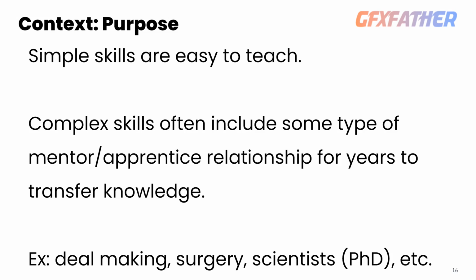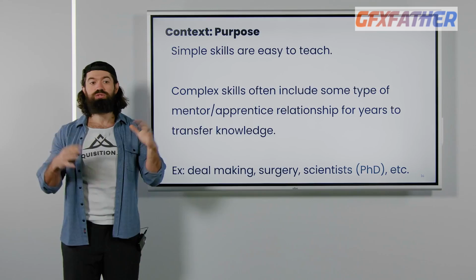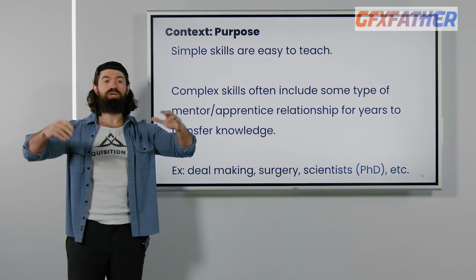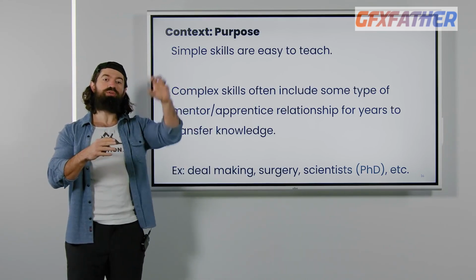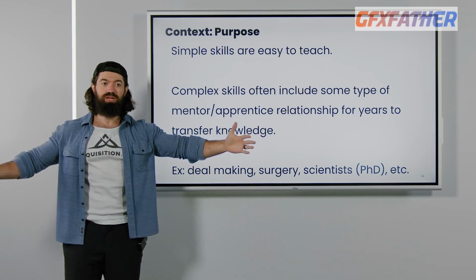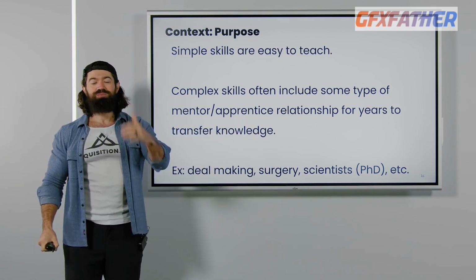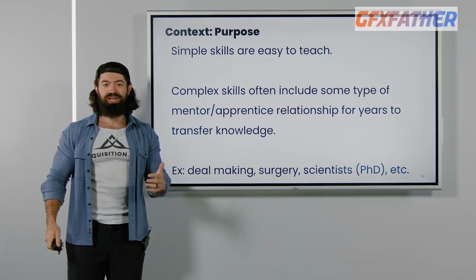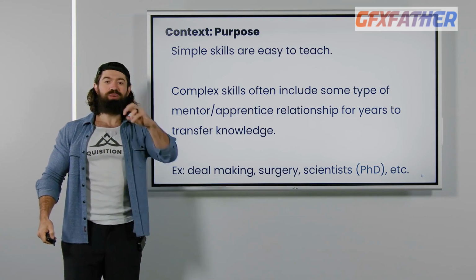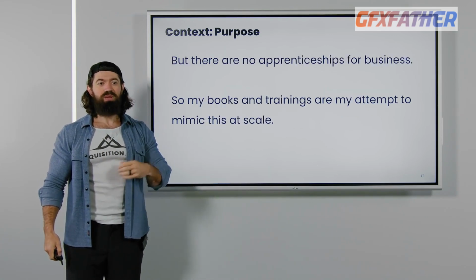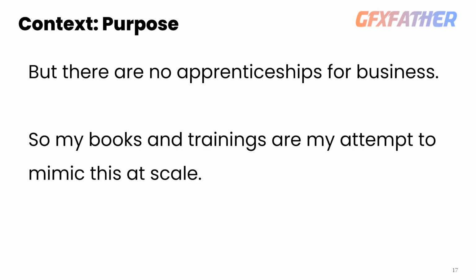Breadcrumbs, if you will. Simple skills are easy to teach. Complex skills often include some type of mentor or apprentice relationship for years to transfer knowledge. So think about things like deal making, surgery, scientists. Those are usually complex skills, but it's more so that there are bundled terms that have many skills underneath them. And so it's more that people have a harder time quantifying it than it is that they are complex versus simple. But the thing is that there are not very many apprenticeships for business.